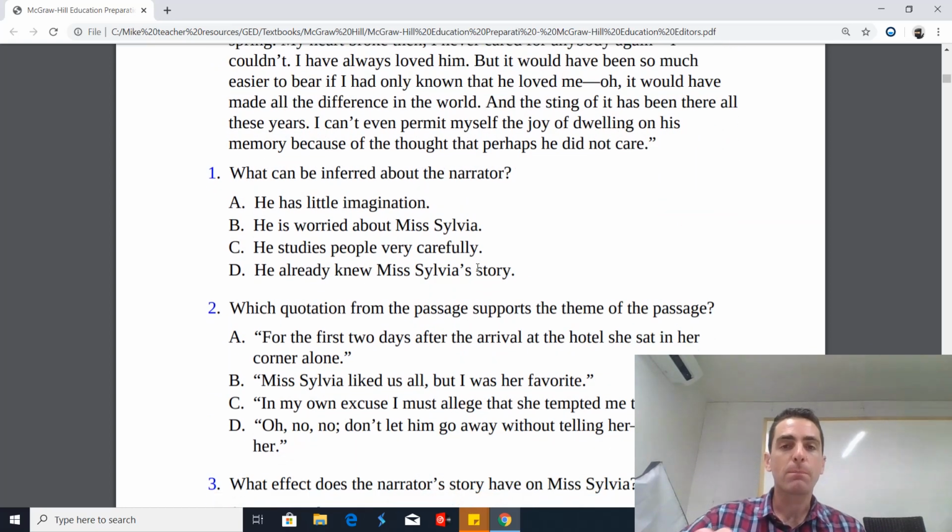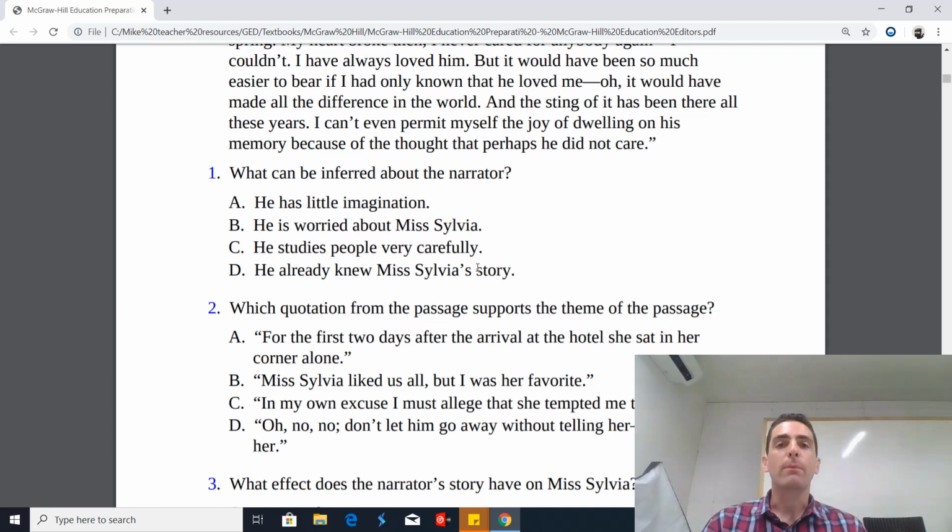Okay, so let's look at the questions. What can be inferred about the narrator? Okay, remember what inferred means. It means what can be guessed based on the available evidence. A, does the narrator have little imagination? Well, we know he's a writer of short fiction, short stories. So obviously he has a very active and vivid imagination. So it cannot be A.